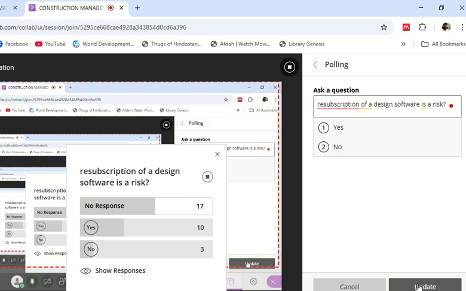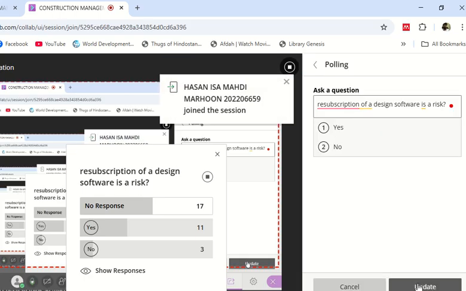Yes, hurry up. Is resubscription of a software a risk or not? You don't need to think so much, right? What about the other 17 people? Go ahead.